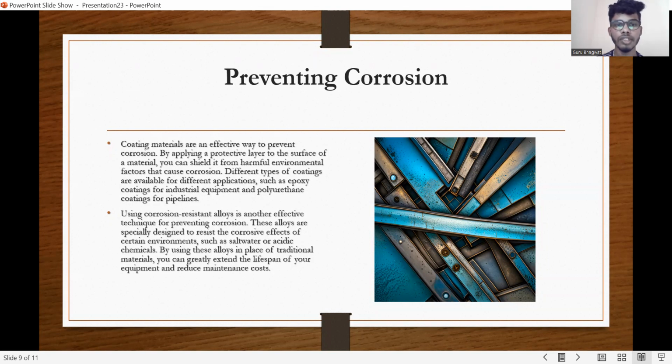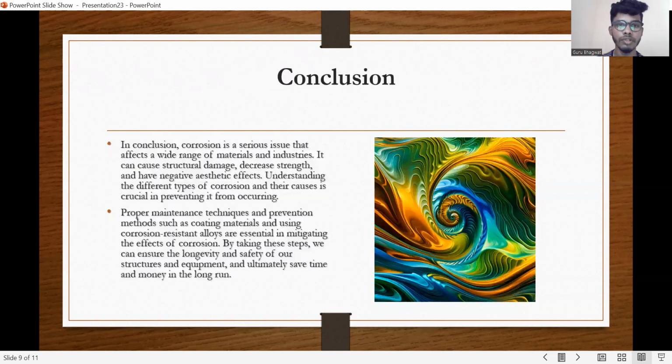Using corrosion resistant alloys is another effective technique for preventing corrosion. These alloys are specially designed to resist the corrosive effects of certain environments or certain metals, such as salt water or acidic chemicals. By using these alloys in place of traditional materials, you can greatly extend the lifespan of your equipment, the metal or alloy, and reduce the maintenance cost. The cost will be greatly reduced.